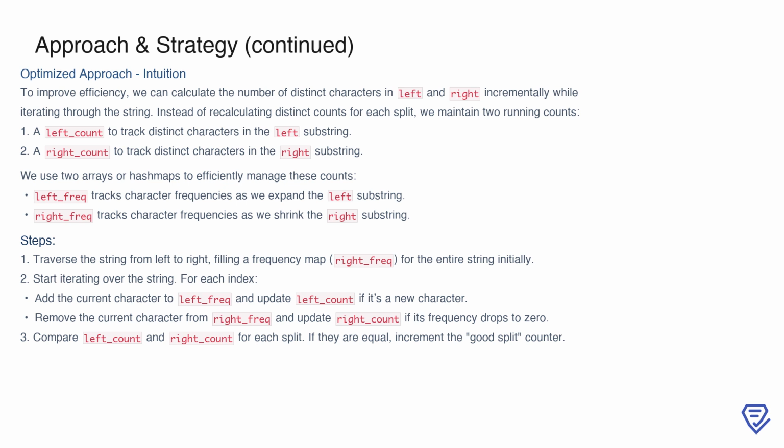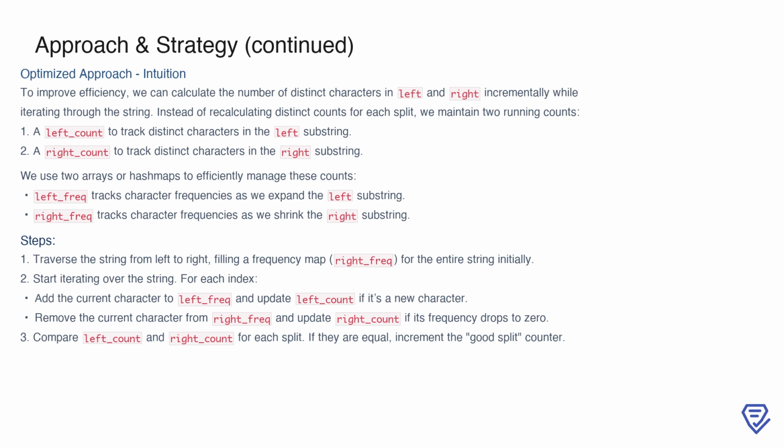For each character, we add it to left_frequency, updating the distinct count if it's a new character, and remove it from right_frequency, updating the distinct count if its frequency drops to 0. By comparing the counts at each split, we can efficiently determine if it's a good split without recalculating everything from scratch.